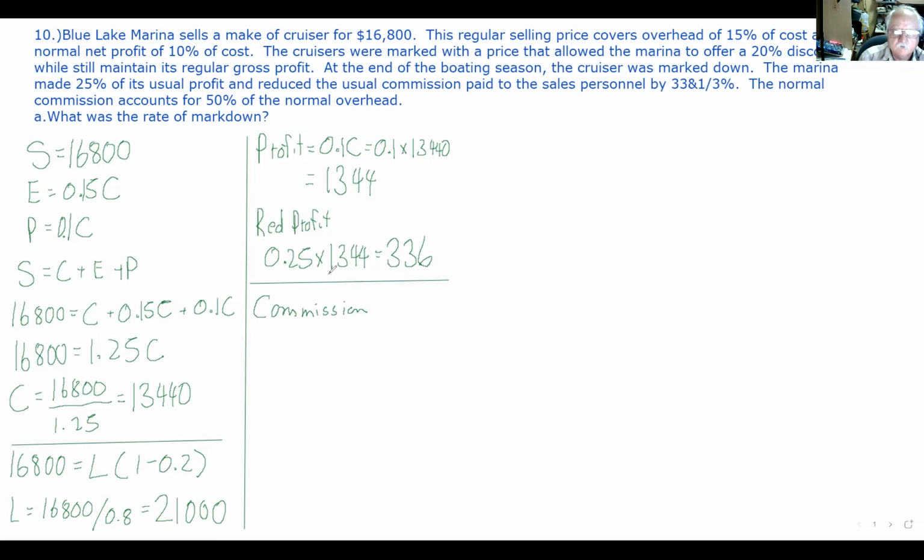The usual commission paid, or they reduced the usual commission paid to the sales personnel by 1/3. The normal commission accounts for 50% of the normal overhead. So first off, let's find the normal overhead.